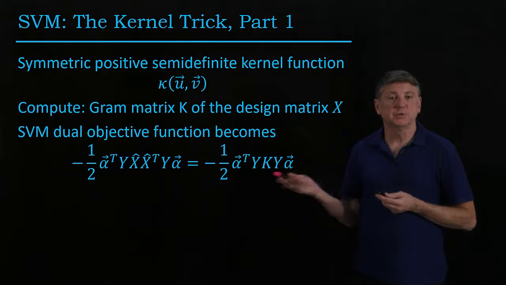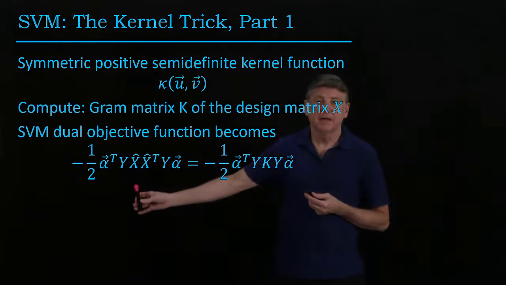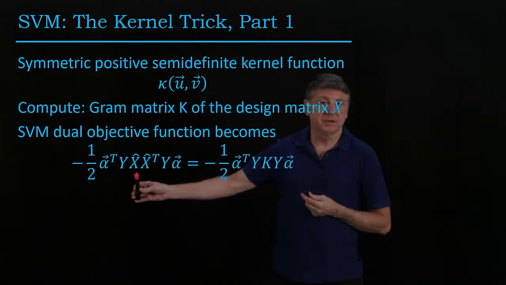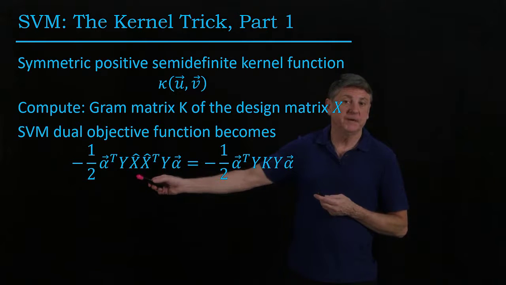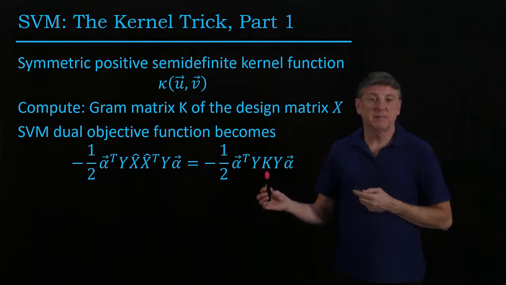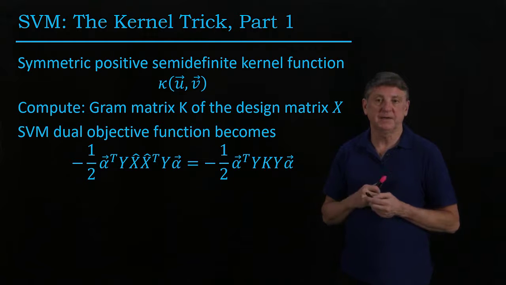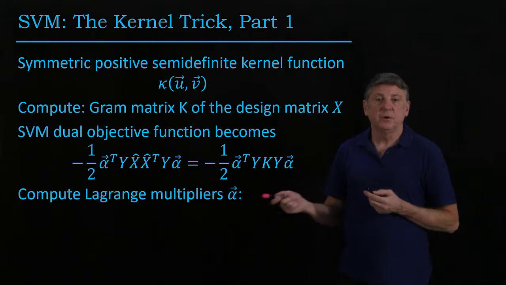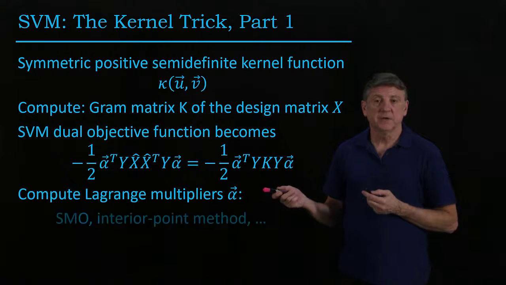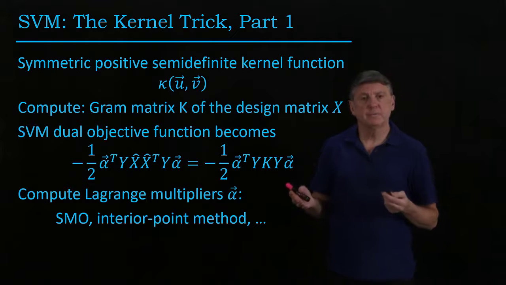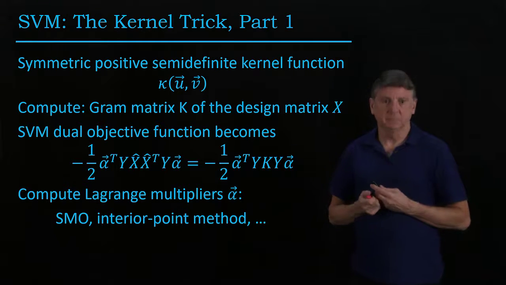There are extra terms, but this is the key part, is that in the original SVM, we would have had to compute these matrices, and if the kernel is, for example, a Gaussian kernel, these could be infinite dimension. But computing this gram matrix, it's a square matrix with the number of rows and columns equal to the number of data vectors that were provided. And then we can compute the Lagrange multipliers using sequential minimal optimization, an interior point method, or whatever method our SVM computer will provide us.